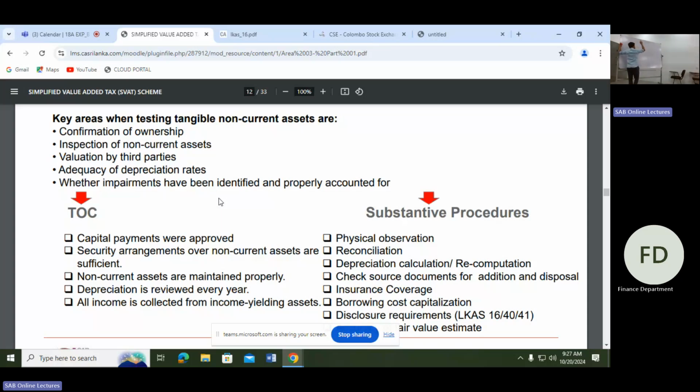Based on walkthrough results giving rely or not rely. Walkthrough results rely, not rely. If not rely, directly substantive approach. Directly this approach.